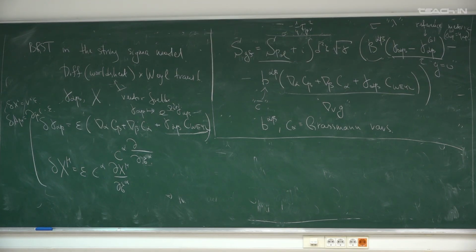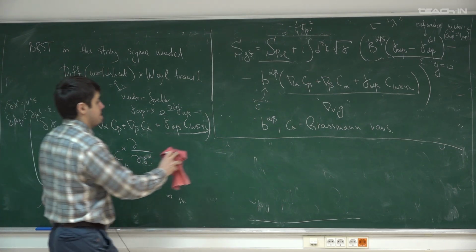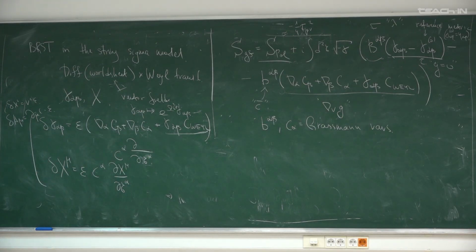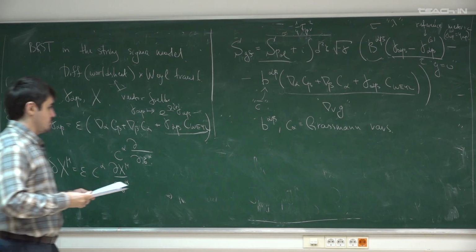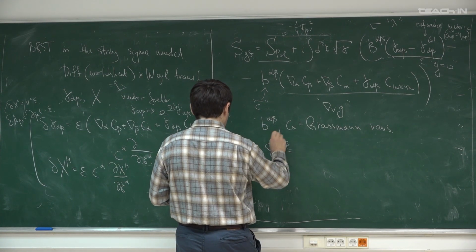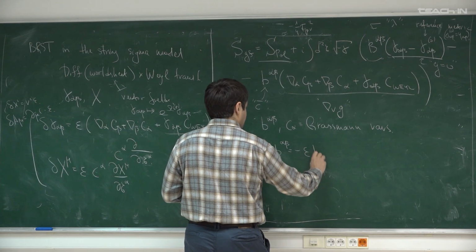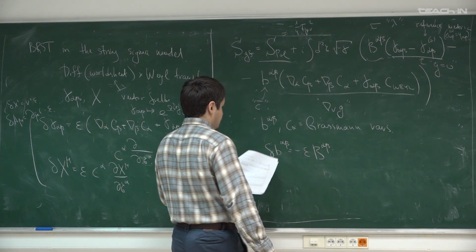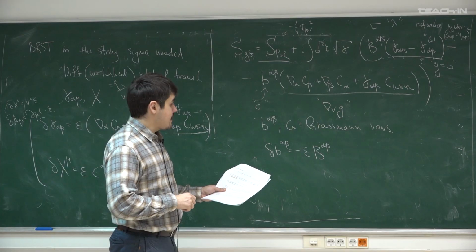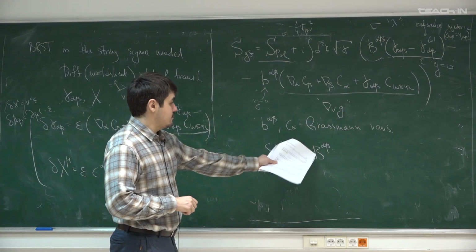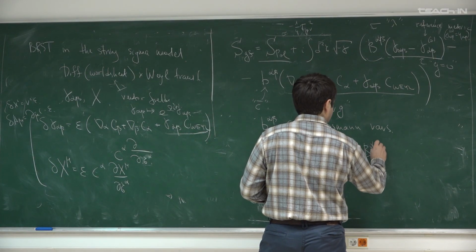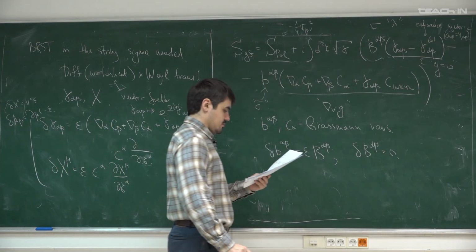And so the BRST variations of these are similar to what we had before. We had the variation of C bar is lambda. So this is the analog of that: this is like C bar, this is lambda. And the variation of lambda was 0, so here we also have the variation of capital B is 0.